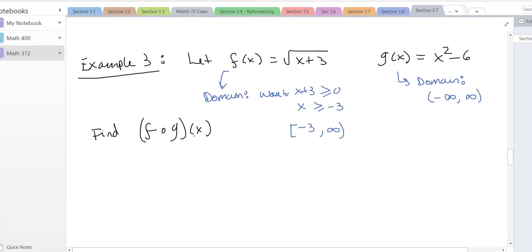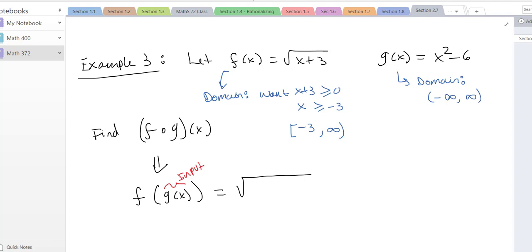So let's find the composition. f of g of x, f circle g of x, means f of g of x. So my g of x is the input. So what does this become? f of x is the square root of x plus 3, so everywhere I see an x, we're going to put in g of x. So g of x plus 3, and substitute what g of x is. g of x is x squared minus 6.